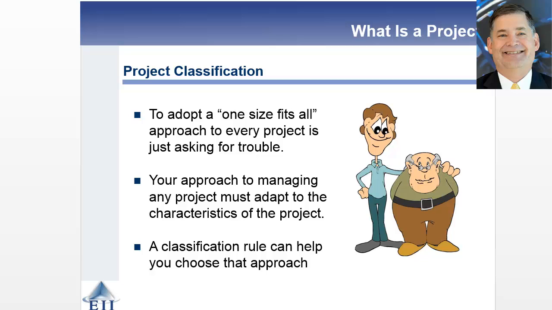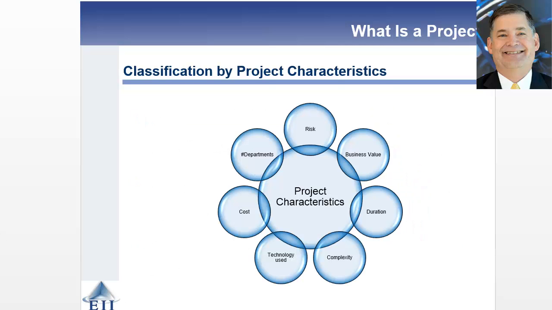The second, and this really goes to leadership and organizations and culture, is that as a project manager, your approach to managing any project has to adapt to the environment. Now, of course, there are going to be some best practices and things that you've learned over time, but you've always got to be cognizant of the environment that you're operating in and make sure that you're adapting that approach to where you're working. And a classification rule can help you, and we'll talk about some classification rules in terms of determining your approach and determining what project management lifecycle model you're going to actually use.